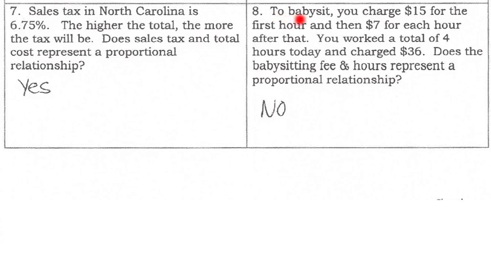Number 8, to babysit, you charge $15 for the first hour and then $7 for each hour after that. You worked a total of 4 hours today and charged $36. Does the babysitting fee in hours represent a proportional relationship? The answer is no, because it does not increase at the same rate every hour. The first hour is $15 and then each hour after that is $7. So a proportional relationship is where for each hour you're going to increase by the same amount. So in this case the answer is no.